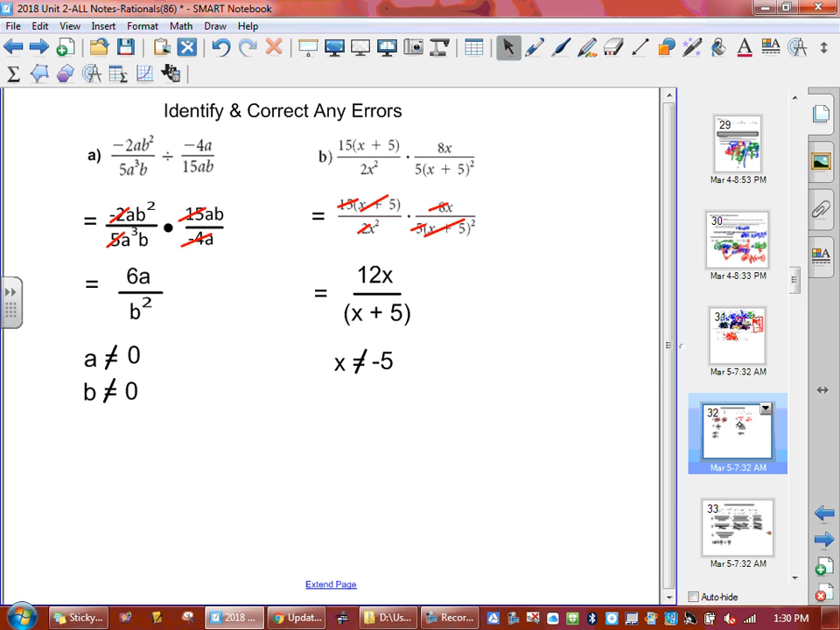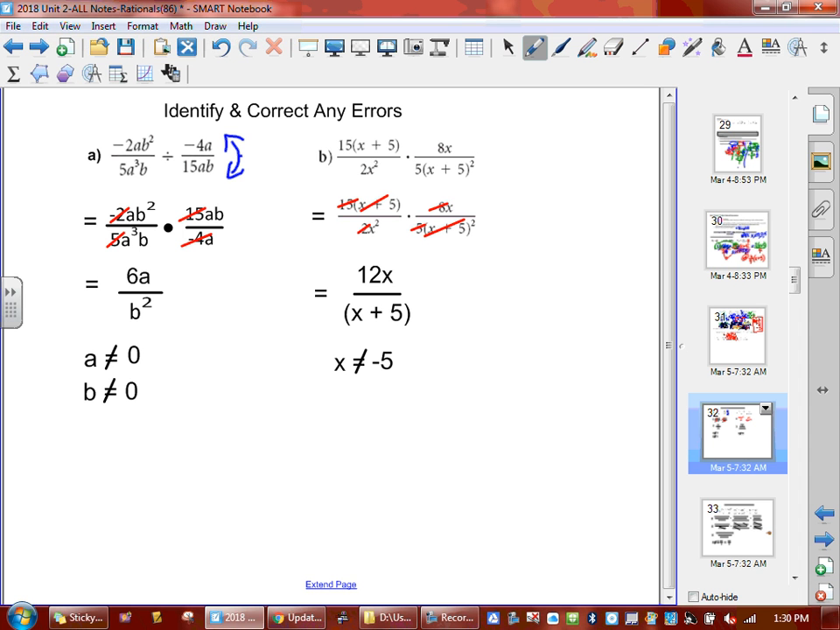So, let's take a look at what they've done. They had to flip this guy. Did they flip him? Did they flip the guy on the right? Yes. Did they turn its timesing? Yep. So far, this part's okay. Now we have to see what they're crossing off.